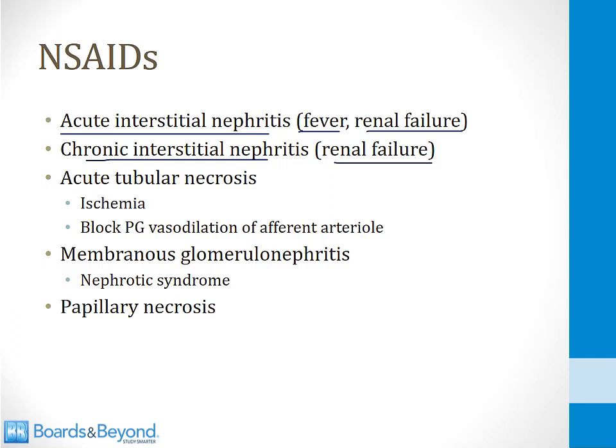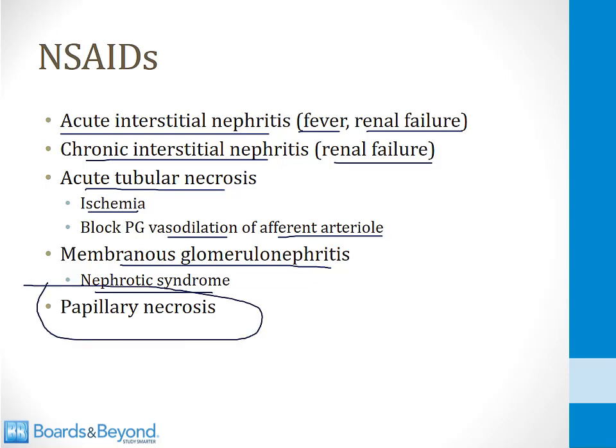NSAIDs can also potentially cause acute tubular necrosis. This is because they can lead to ischemia. NSAIDs block prostaglandin-induced vasodilation of the afferent arterioles, and this can lead to ischemia. NSAIDs are also associated with membranous glomerulonephritis. This is a cause of the nephrotic syndrome, which I talk about in another video. And then finally, NSAIDs are associated with papillary necrosis. So let's talk about that now.